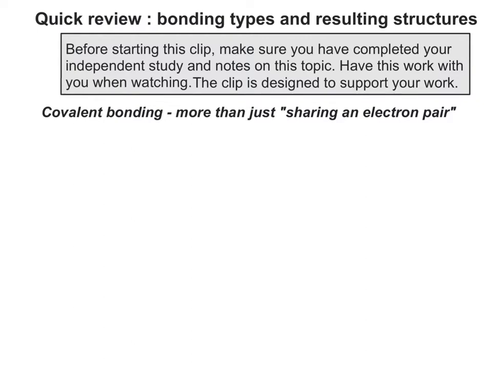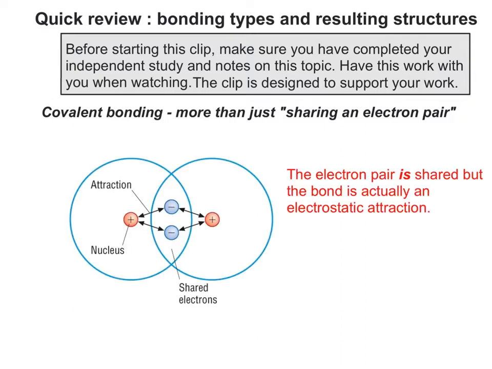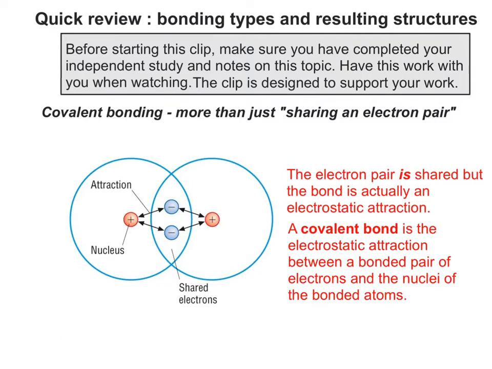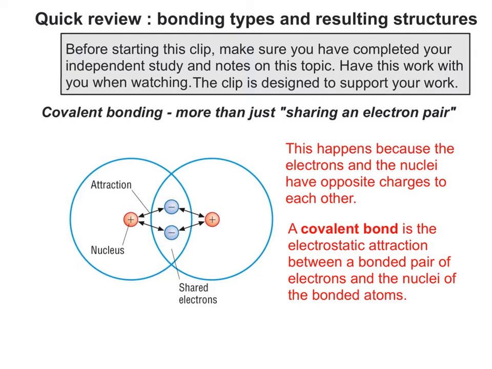So one of the first things we need to do at A level is start to move away from the simplistic notion of sharing an electron pair to describe covalent bonding. There's a little bit more to it than just that, as you'd expect. The electron pair is actually shared, so the idea learned at GCSE is not wrong, it's just slightly limited in its application. The bond is actually an electrostatic attraction. As the diagram suggests, a covalent bond is the electrostatic attraction between a bonded pair of electrons and the nuclei of the bonded atoms. This happens because the electrons and the nuclei have opposite charges to each other.